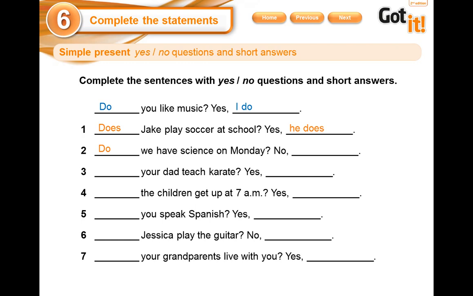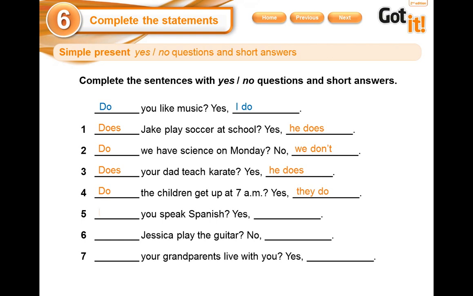Do we have science on Monday? No, we don't. Your dad teach karate. Como siempre he dicho, cuando ven el your y el sustantivo, lo que más me importa es el sustantivo para cambiar. Porque es that, es padre, es en singular, entonces es él. Entonces sería does. Does your dad teach karate? Dije él, ¿no? Yes, he does. Do the children get up at 7? Yes, they do.